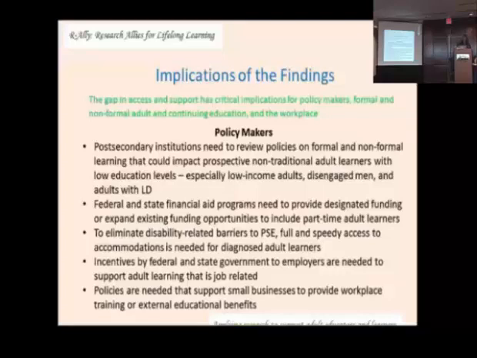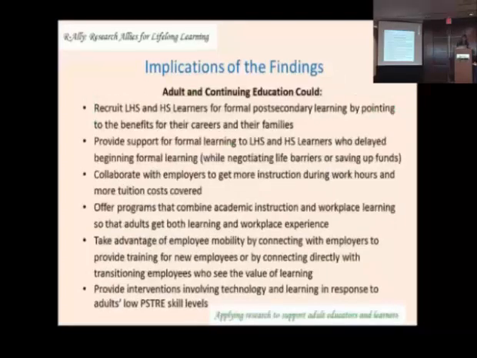And so there's an opportunity, I think, for policymakers to consider how can we get funding for part-time adult learners to continue learning? How can that happen? Particularly if there are issues associated with disabilities. I think it's ultimately important for incentives to be available to employers to help in that process, and for policies to be developed that support small businesses to provide workplace training or even educational benefits for external education.